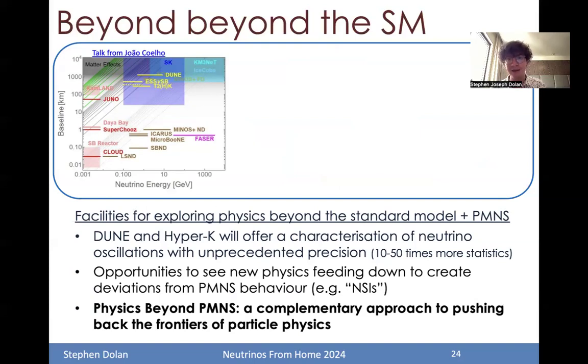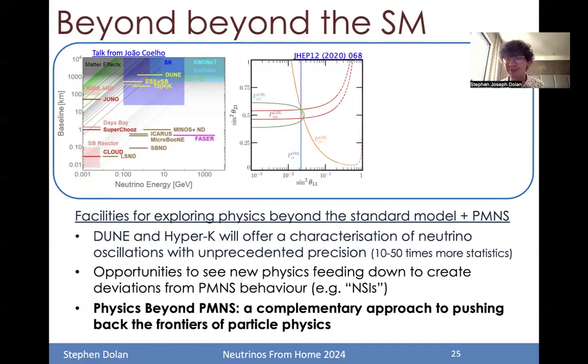So one really neat ability, a thing that we have in our pockets, is the fact that we don't only have these experiments, DUNE and Hyper-Kamiokande. These sit in some particular region of baseline versus neutrino energy phase space. But we've got other experiments all around here as well. And by combining the results from these experiments, we can really test PMNS.